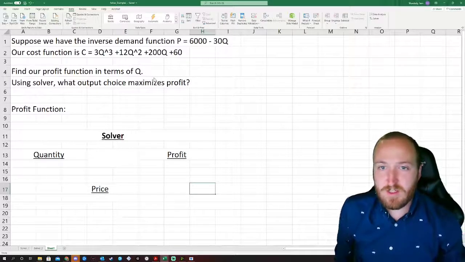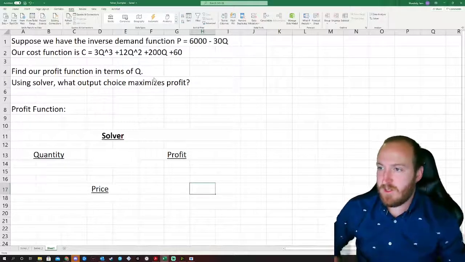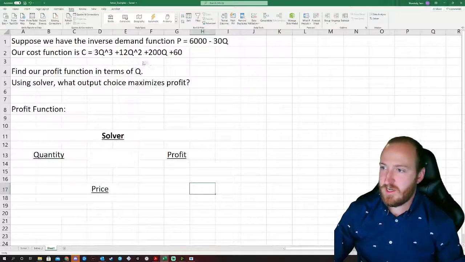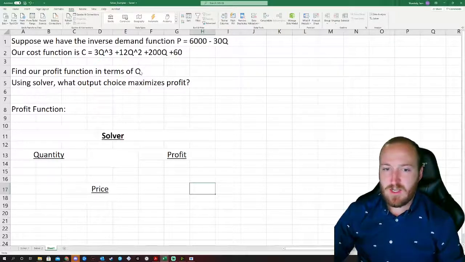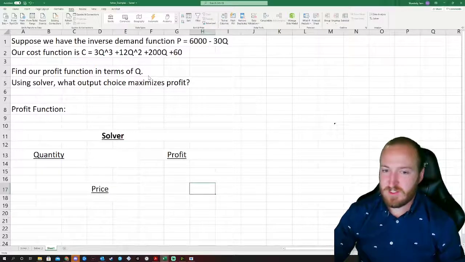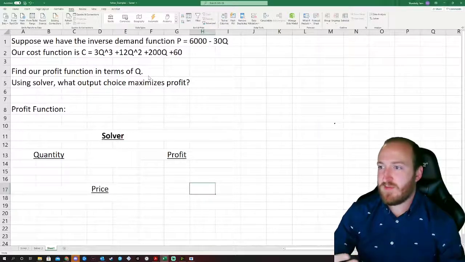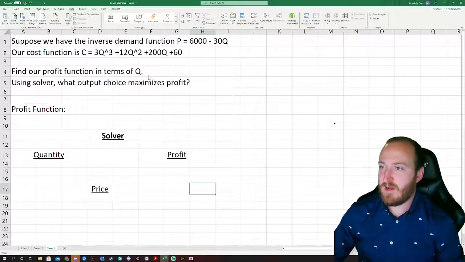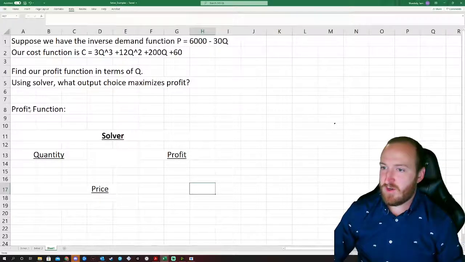Now this is something we could do by hand, of course. We could find our profit function in terms of Q, take the first derivative with respect to Q, set it equal to 0 and solve for Q. But we can actually use Excel to check ourselves, see if we got the correct output. And this is obviously going to prevent you from making any errors that you may have made while working by hand. So first thing we're asked to do is find our profit function.